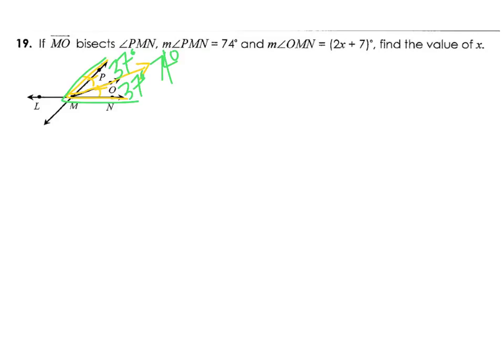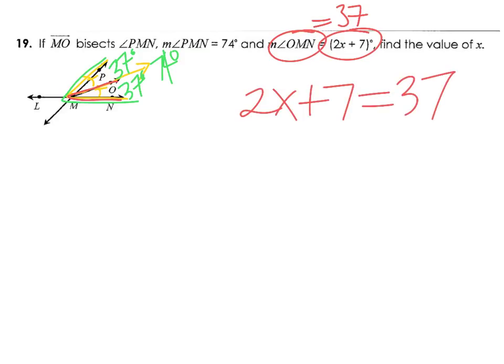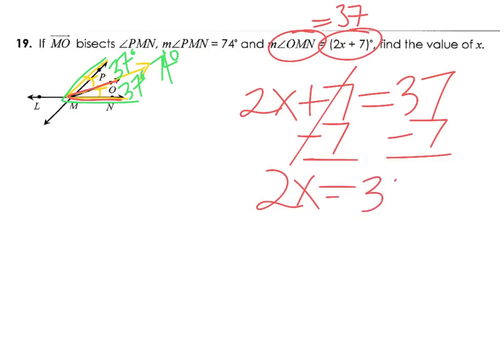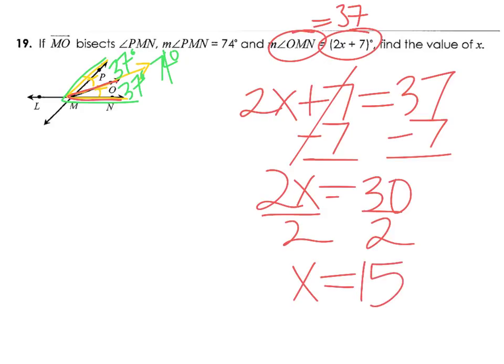So 37 and 37. Now we know that OMN, which is this little one right here, equals 2x plus 7. We want to find the value of x. We also know that OMN equals 37 degrees. So we can say that 2x plus 7 equals 37. To solve for x, we just subtract 7, divide by 2, and x equals 15. And you're done, because it's asking you to find the value of x.